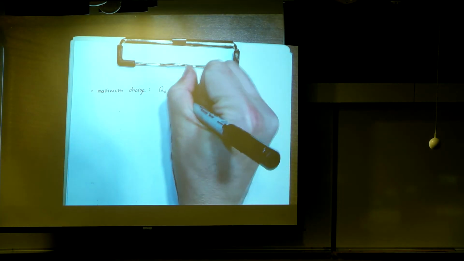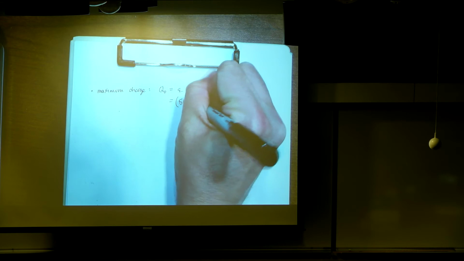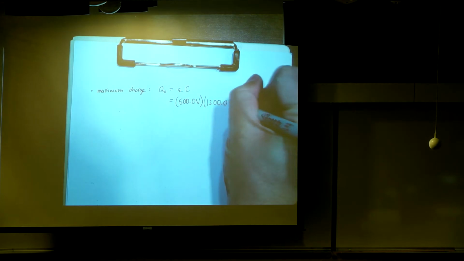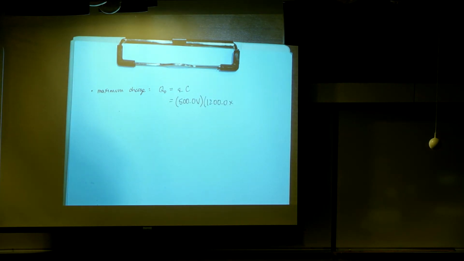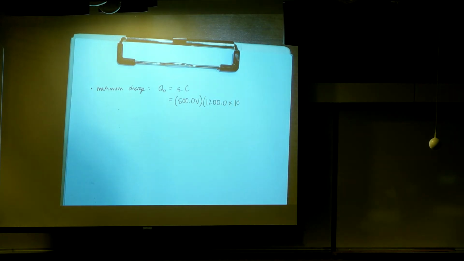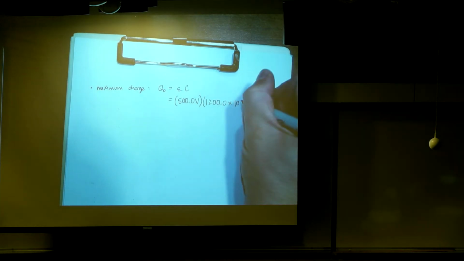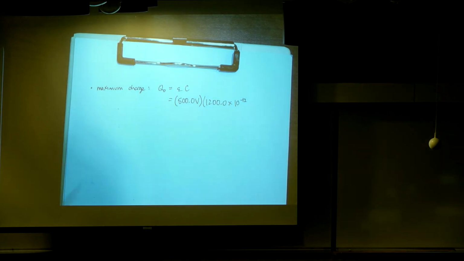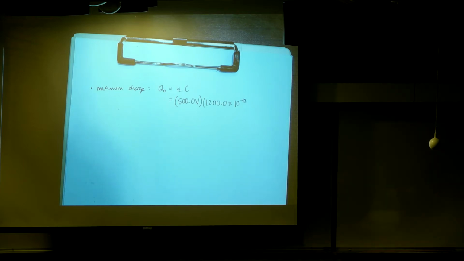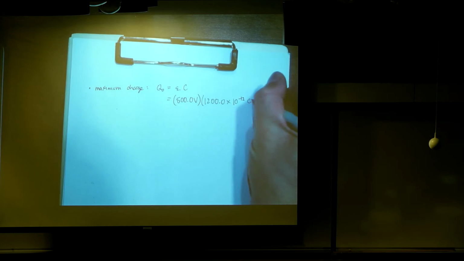Okay, the battery voltage was 500 volts, and the capacitance was 1200 picofarads. Do you guys remember pico? That's a unit prefix, 10 to what power? That's going to be minus 12, yeah? And do you guys remember what a farad is in terms of other units? It's a coulomb per volt. That's a useful way to think about it. It's coulombs per volt.